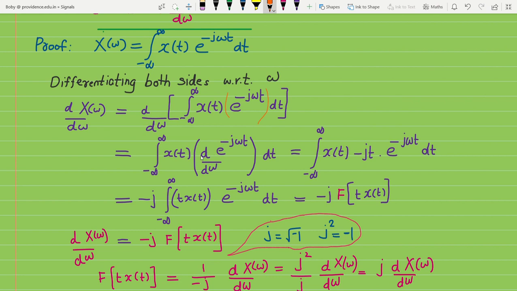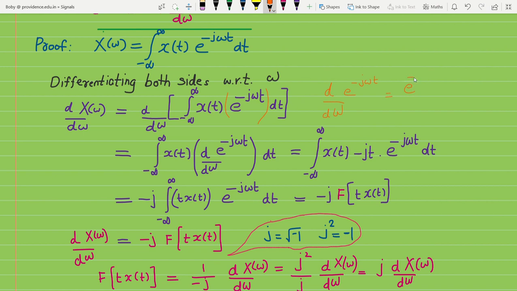So we are simply differentiating e power minus j omega t, d by d omega of e power minus j omega t. All the remaining terms we keep as they are. That is integral minus infinity to infinity x of t d by d omega of e power minus j omega t dt. So what is d by d omega of e power minus j omega t? We all know that the derivative of e raised to x is e raised to x itself.